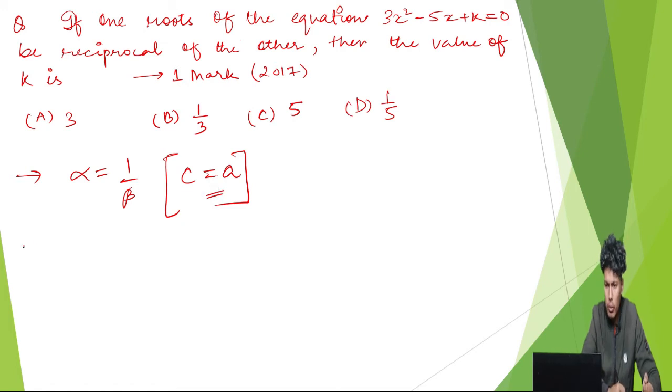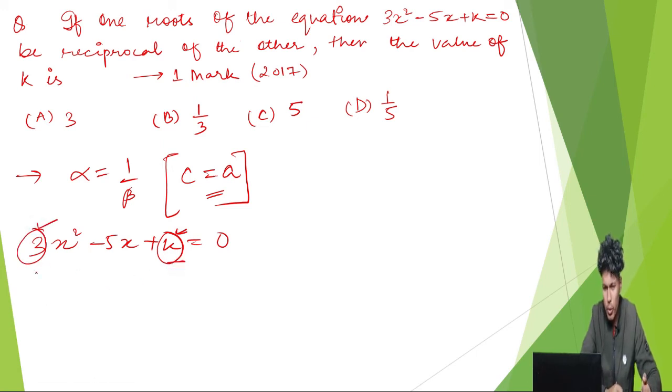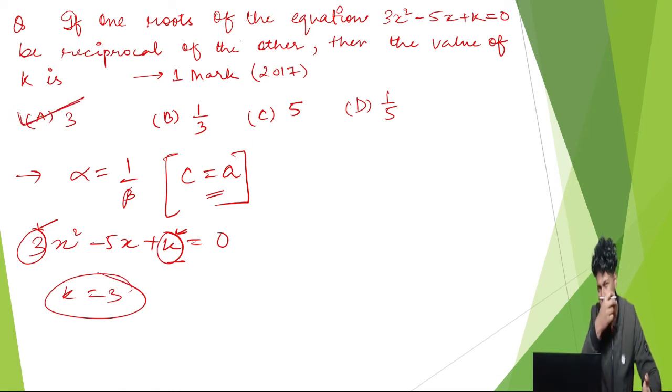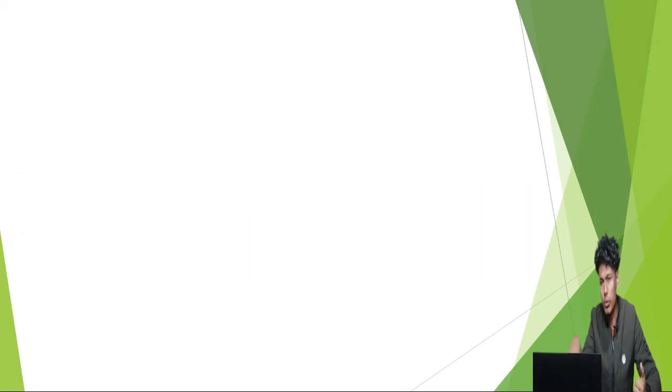Now 3x square minus 5x plus k equal to 0. Here k, which is c, must be equal to a. So k is equal to 3. Where is 3? It is a, right? So this is the answer. 1 mark, 2017. So questions get repeated. It was asked in 2013 and even in 2017. So clear, right? Let us do another question.